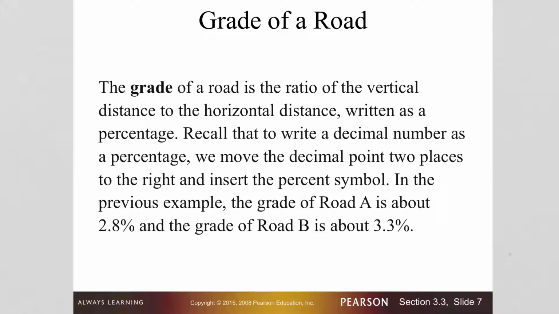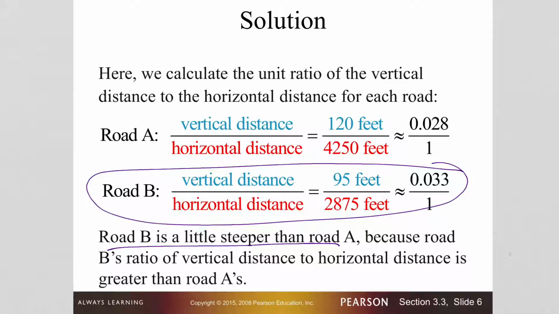Okay, so whenever we talk about the grade of a road, the grade of a road is the ratio of the vertical distance to the horizontal distance. Does that sound familiar? It actually should. It sounds a lot like slope. So the difference is, whenever we talk about grade, we're talking about a percent. So if you go back to road A and road B, we would turn those decimals into percents.